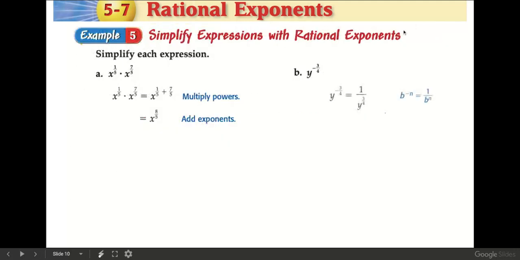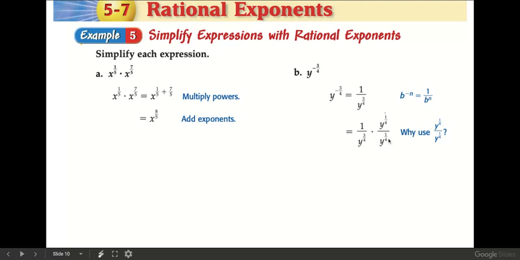Now I'm going to look at B. Here I have a negative exponent, so I have to write it as its reciprocal. So it's going to be 1 over y to the positive 3/4 power. And then I'm going to multiply, because I can't have a fractional exponent in the denominator of a fraction. I need to make it into a whole number. How do I do that? By multiplying by y to the 1/4 power.